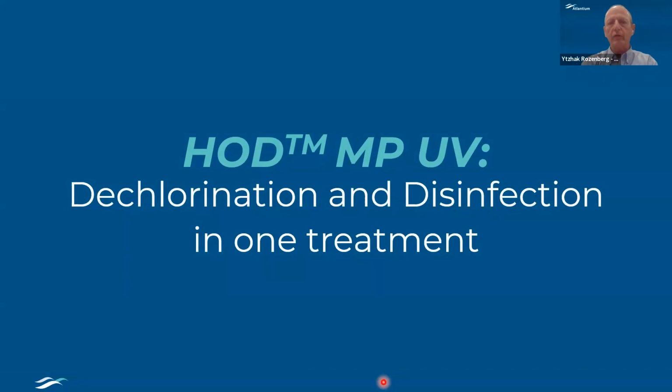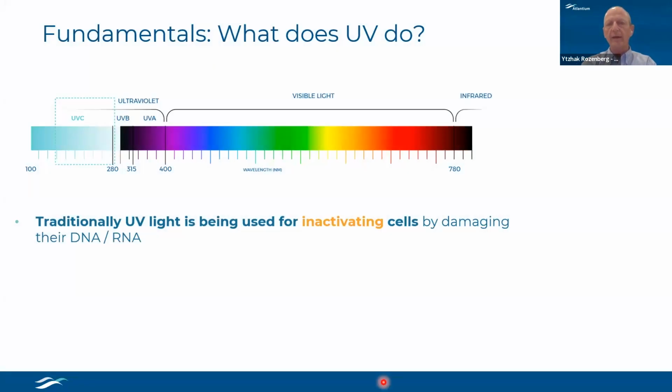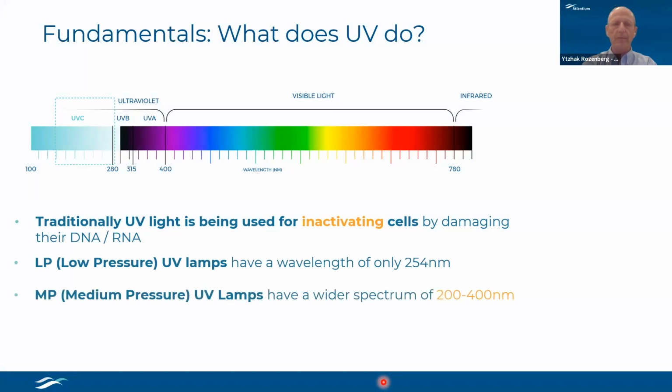Switching to the HOD MPUV, dechlorination and disinfection in one treatment process. Since we are dealing with UV, we are actually dealing with light, the electromagnetic spectrum. Traditionally, UV light is used for inactivating cells by damaging their DNA and RNA. There are two types of lamps: the low pressure, which is monochromatic and emits light at 254 nanometer, and the medium pressure lamp that emits light at a broad spectrum between 200 and 400 nanometer. The UVC is considered to be between 200 and 300 nanometer.